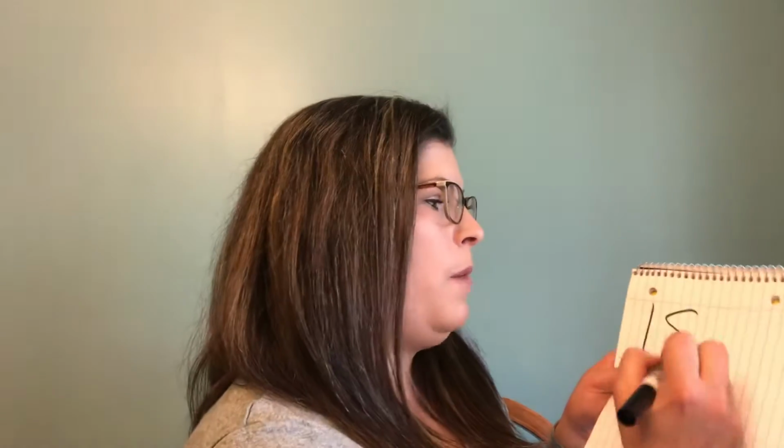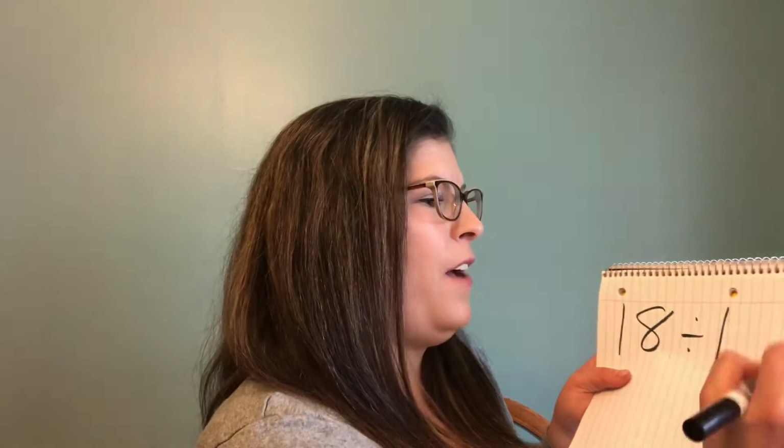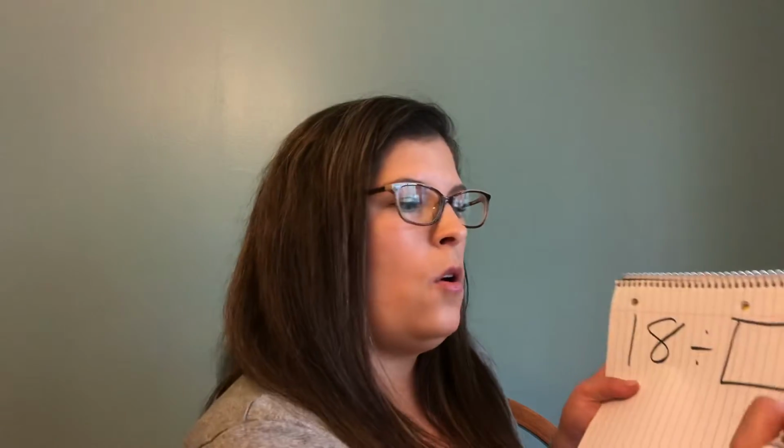For numbers 13 through 21, you might not need to do this. Some of you are going to blow right through it. You're going to say 18 divided by what equals 6? Well, what times 6 equals 18? So I want you to look at that. We're going to look at the inverse operation. So 18 divided by what equals 6?